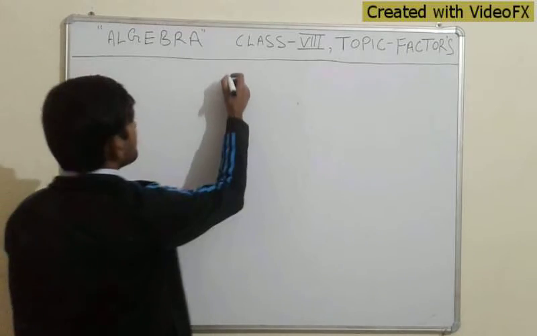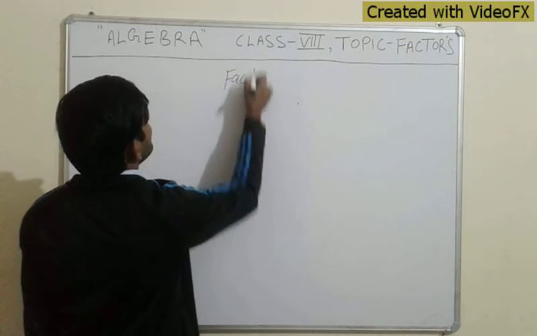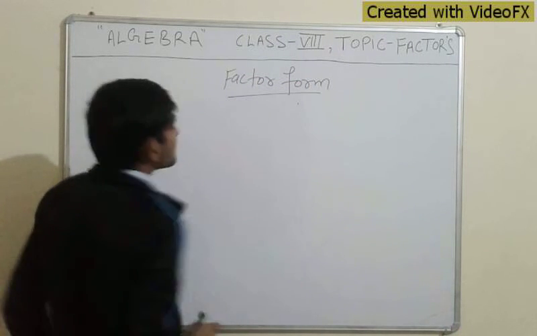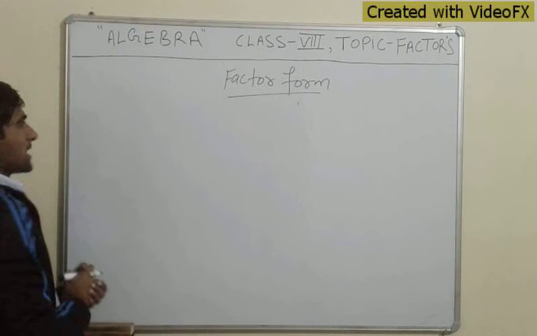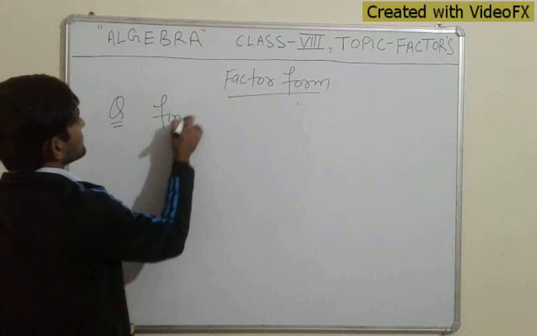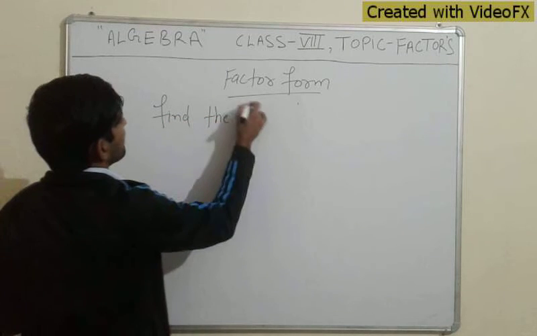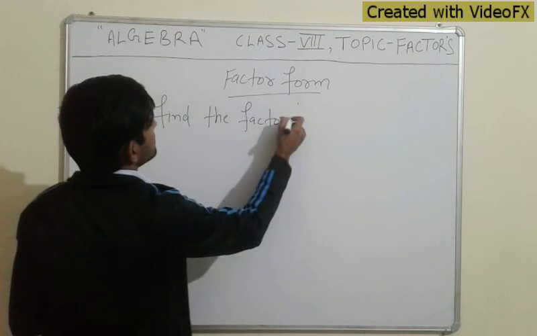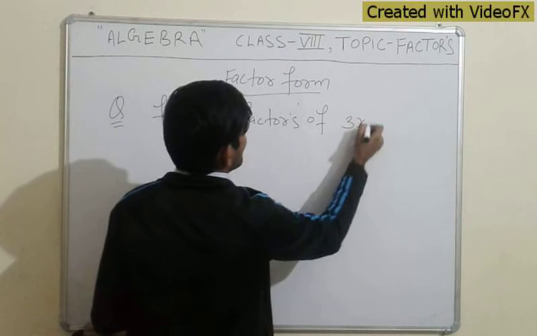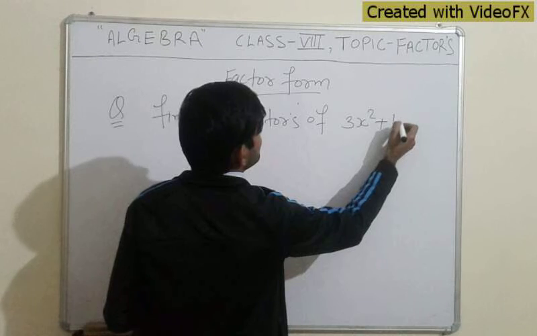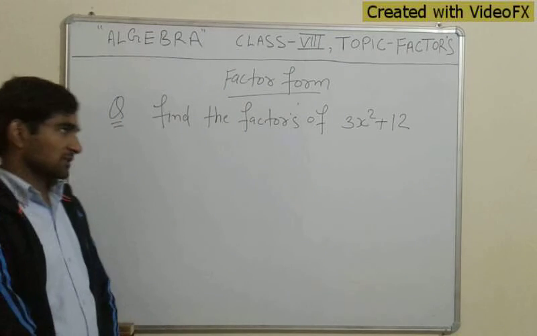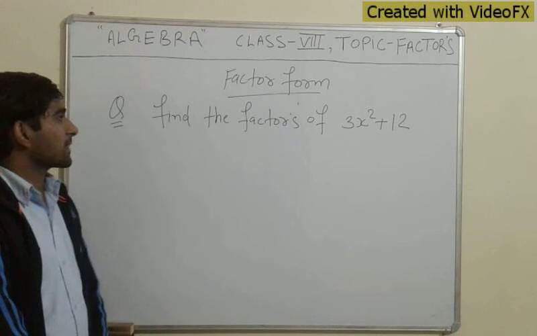Next topic is factor form. Let's take an example. Find the factors of 3x square plus 12.